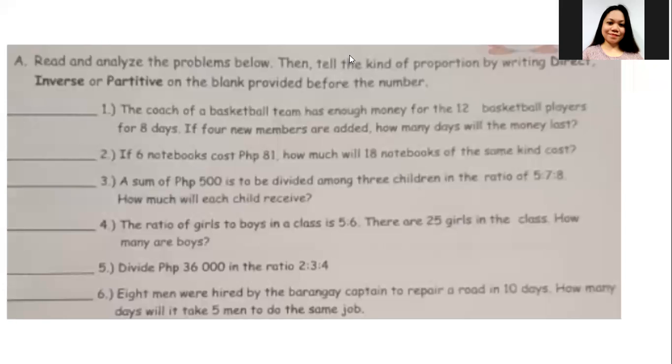Okay, so let's look at your other questions. The question here says, read and analyze the problems below, then tell the kind of proportion by writing direct, inverse, or partitive on the blank provided before the number. Let's look at the first one. It says, the coach of a basketball team has enough money for 12 basketball players for 8 days. If 4 new members were added, how many days will the money last?